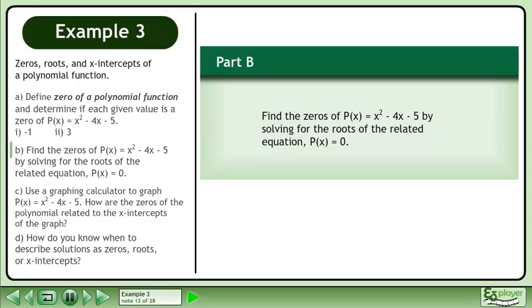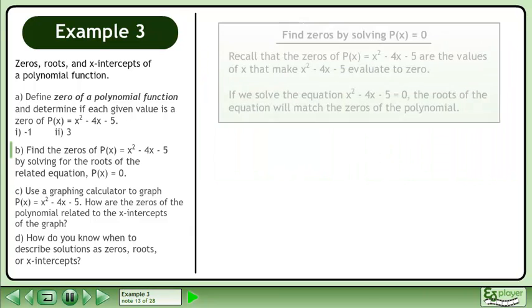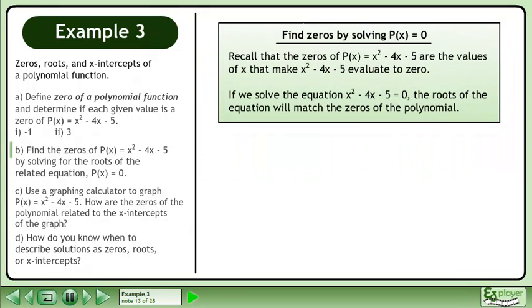In Part B, we'll find the zeros of p of x equals x squared minus 4x minus 5 by solving for the roots of the related equation p of x equals 0. We can find zeros by solving p of x equals 0. Recall that the zeros of p of x equals x squared minus 4x minus 5 are the values of x that make x squared minus 4x minus 5 evaluate to 0. If we solve the equation x squared minus 4x minus 5 equals 0, the roots of the equation will match the zeros of the polynomial.